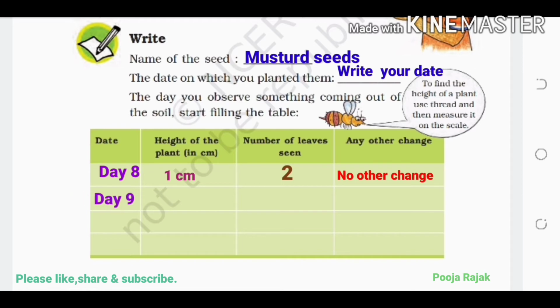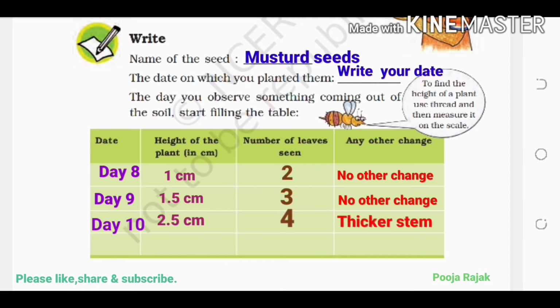Now day 9, the height of the plant will be 1.5 centimeter, okay? So the height of the plant will be 1.5 centimeter on 9th day and the number of leaves seen will be 3. Is there any other change? No, there will be no other change. Now on day 10, what will happen? The height of the plant will be 2.5 centimeter, okay? And the number of leaves seen will be 4. Is there any change occur? Any other change? Yes, stem will become thicker, okay?